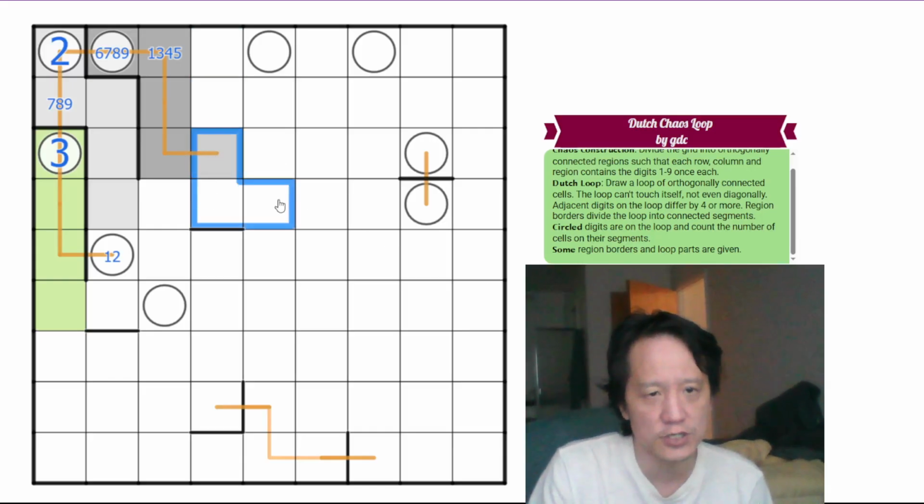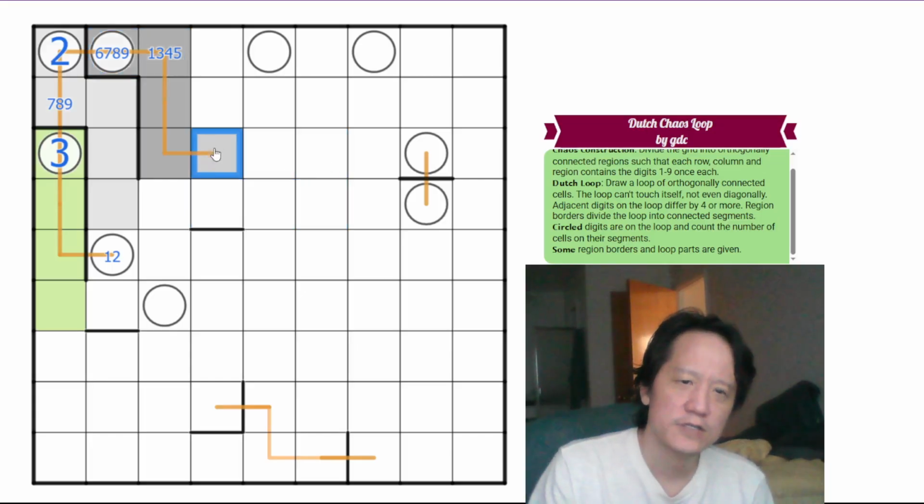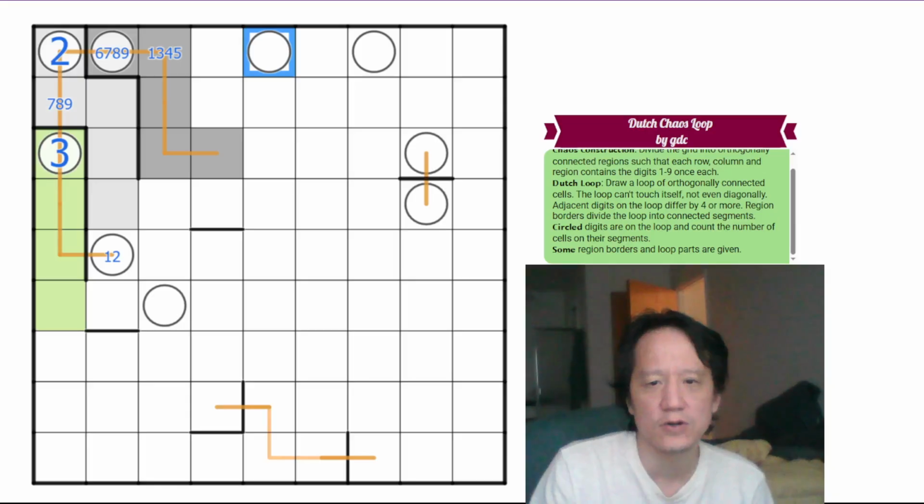It could potentially go 1, 2, 3, 4, 5, 6, 7, 8, 9. Potential, no. Since it goes here, it has to go to here. This can never go this way, so this has to go this way. Therefore, this must go that way. This must connect here, because otherwise it would be touching itself if it goes somewhere else. So this has to share that way.